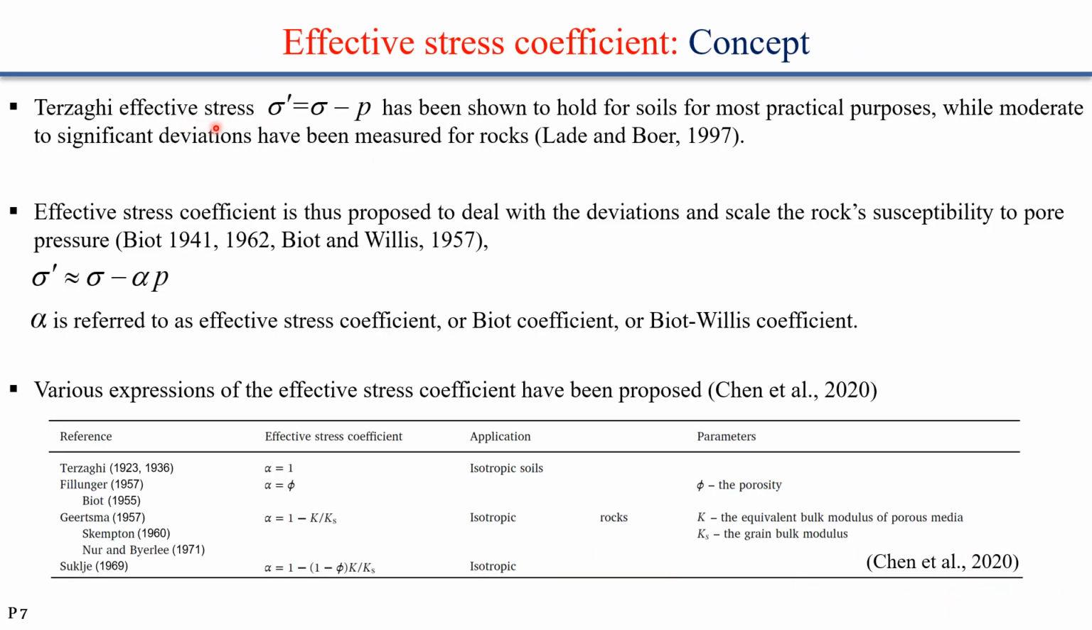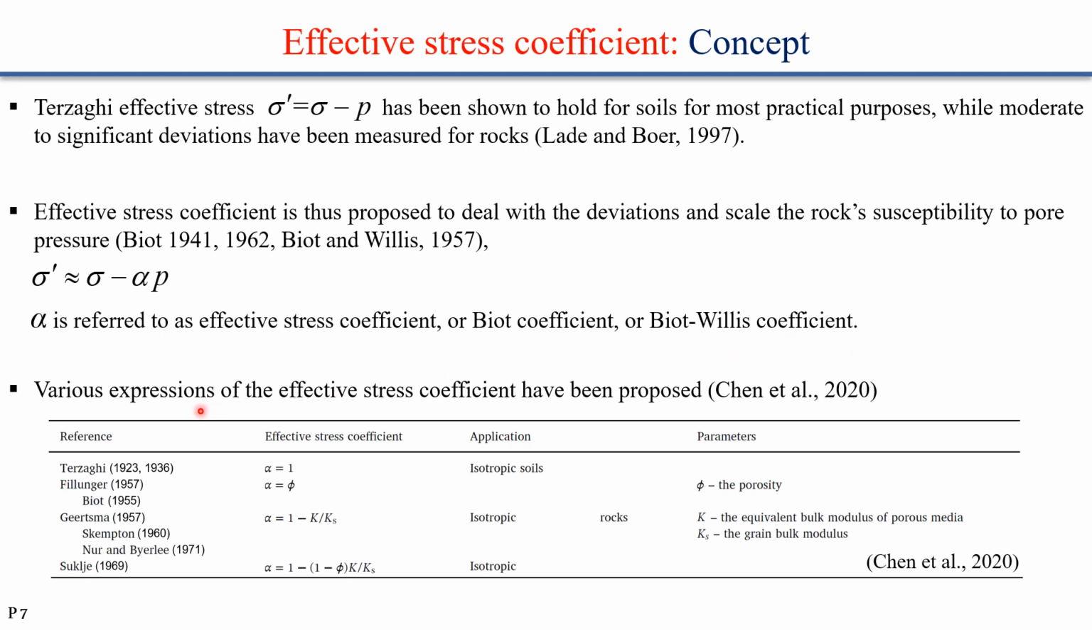Then we want to talk about the applicability of Terzaghi effective stress and introduce the effective stress coefficient. The Terzaghi effective stress has been shown to hold for soils for most practical purposes, while moderate to significant deviations have been measured for rocks. Then effective stress coefficient is thus proposed to deal with these deviations and scale the rock's susceptibility to pore pressure. That is, we put a scaling parameter before pore pressure, and this scaling parameter is referred to as effective stress coefficient, or Biot coefficient, or Biot-Willis coefficient.